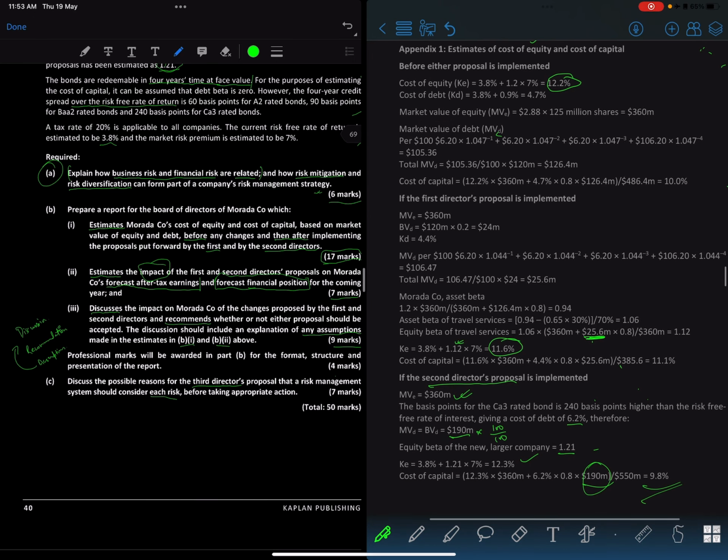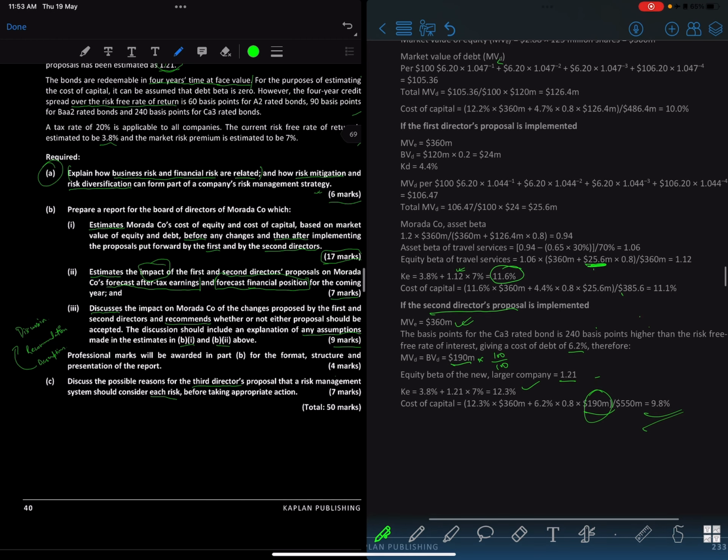Why does that happen? Because you've got a lower proportion of debt. Of course, it's going to increase. You see the proportion has also decreased. $25.6 divided by 385.6 is about 6.6%. What about the other? 126.4 divided by 486.4. So the debt proportion has decreased as well. So basically we will have a higher proportion of equity, which has a higher cost of 11.6. So that's why it's increased.